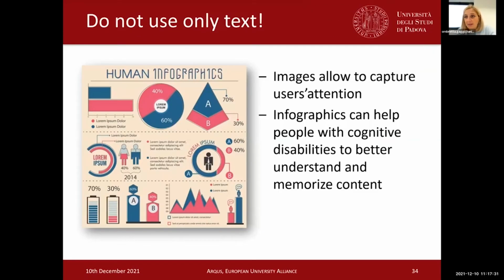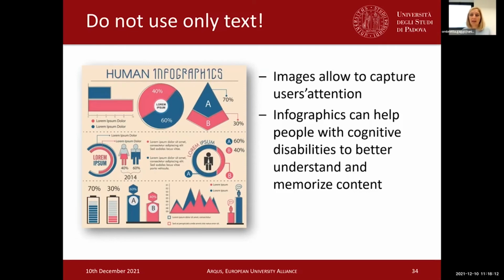But do not use only text, because if text is perfect for people that are visually impaired, it is not so good for people with cognitive impairment, because an infographic can be of greater help for people with dyslexia or cognitive impairment. Images allow us to capture user attention with better results, and also images can help to memorize the content. So don't use only text. We do not want documents and web pages flat with only text, because they are going to become very boring. So use images.